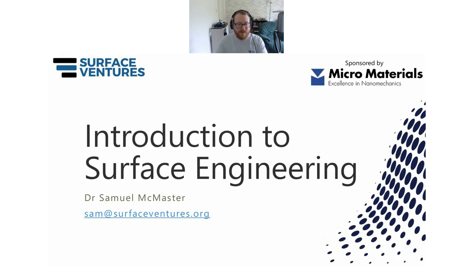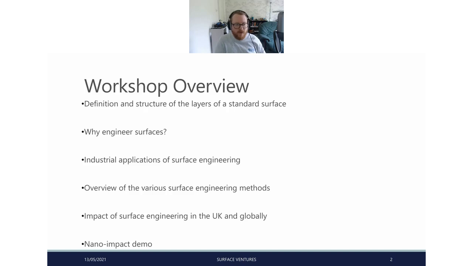Okay, so let's go on. So, quick overview of the workshop. So, what I'm going to do is talk about what the structure of a standard surface looks like. Talk about why we would engineer surfaces. Give an overview of some of the industrial applications of surface engineering. And then talk about the specific methods that might be used in that.